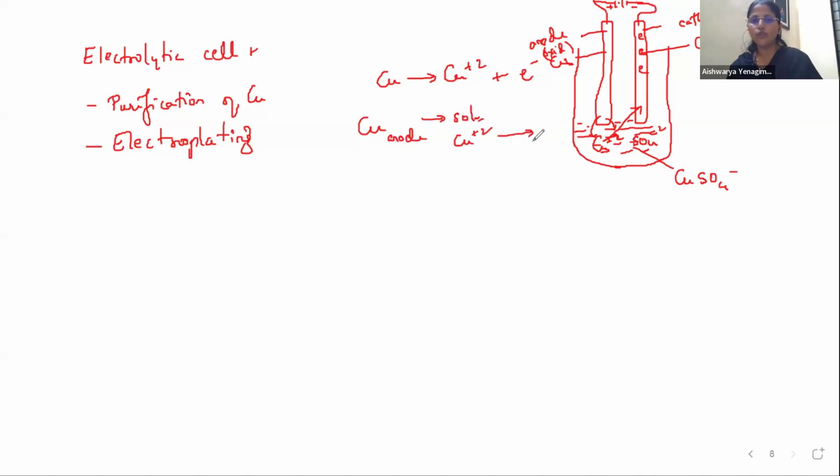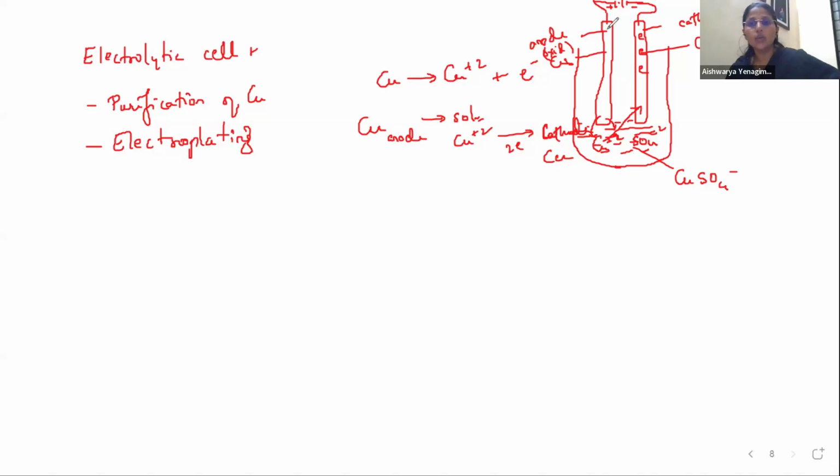And this Cu plus 2 from the solution is going and depositing on the cathode. In what condition is it going? It is going as Cu, because it is taking 2 electrons and getting deposited as Cu. Yes. So what we do here during purification is electrolysis. During purification of copper, I have an impure rod, and I'll take it as anode.